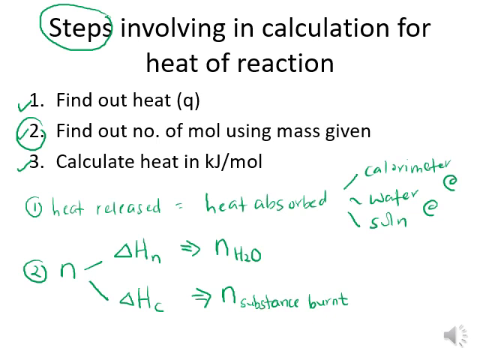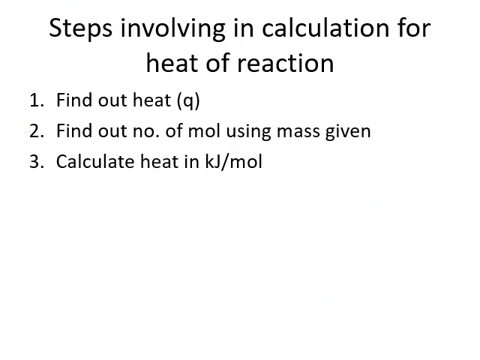Then the next step will be step 3, where we need to calculate the heat in kilojoule per mole, and the symbol is always delta H. Okay, basically step 1, we calculate the Q. Step 2, we look for the number of mole. Step 3 is referred to as delta H. That means next we are going to use the comparison.